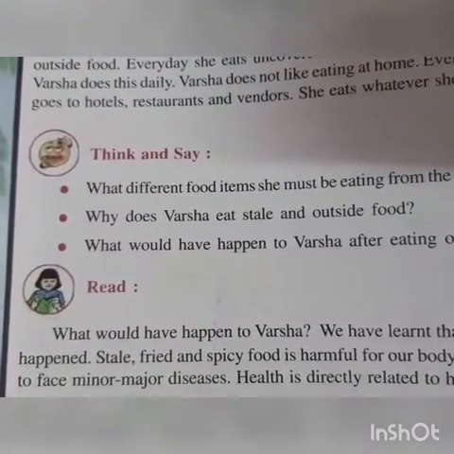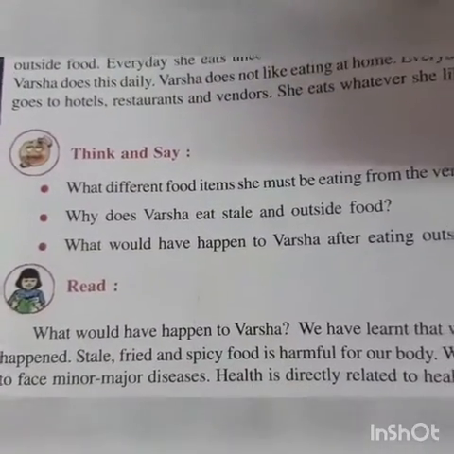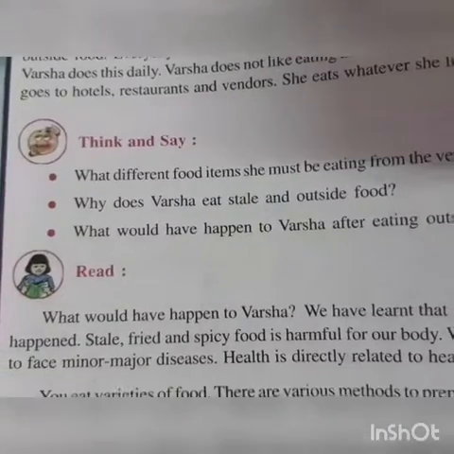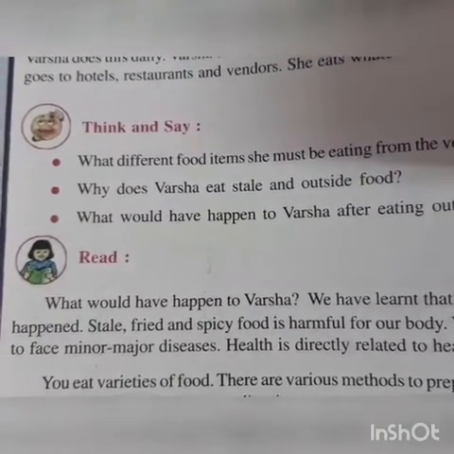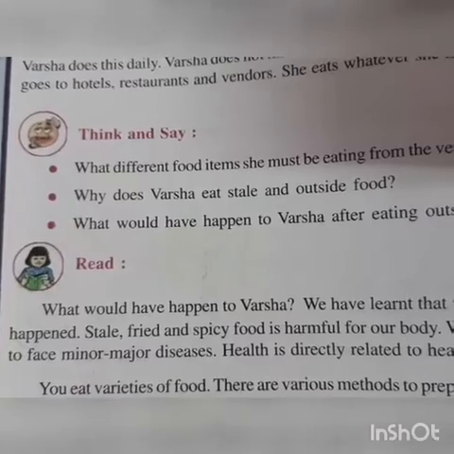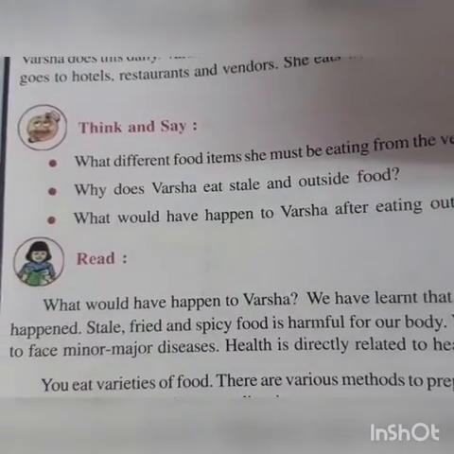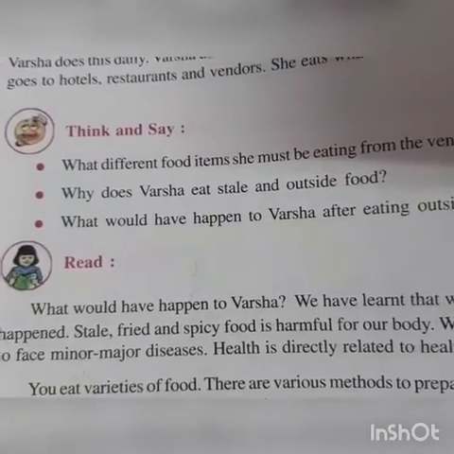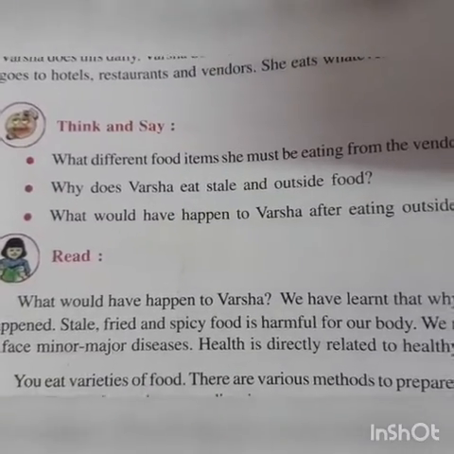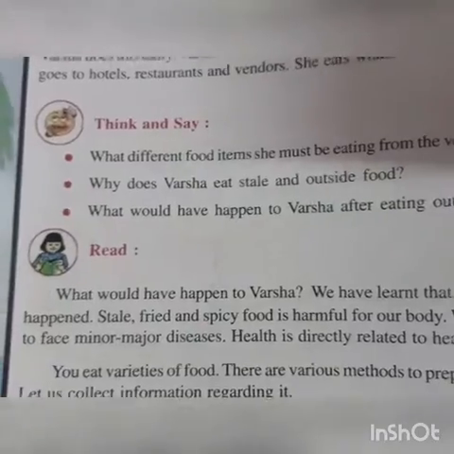Why does Varsha eat stale and outside food? Because she doesn't like eating home cooked food. उसको घर का बना हुआ खाना पसंद नहीं है. What would happen to Varsha after eating outside food? She may fall ill. उसको stomach ache हो सकता है, उसको digestion का problem हो सकता है. So there can be many things that can happen to her if she daily eats such type of food.